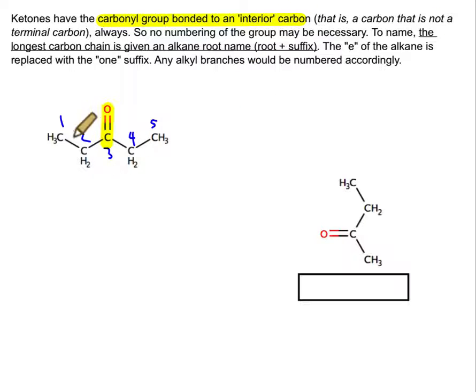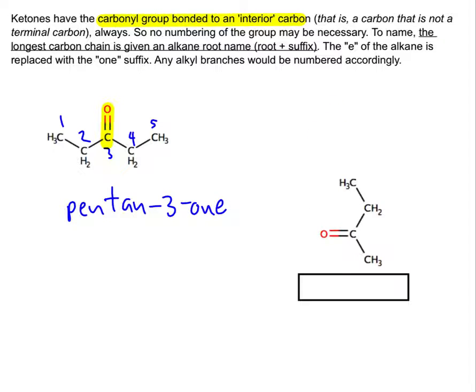Naming is again pretty straightforward. 5 carbon chain, that's a pentane, so it becomes pentan, and we add the suffix -one. But we do have to indicate position potentially for our ketones. And so where's that carbonyl group? Inside carbon 3, so pentan-3-one.